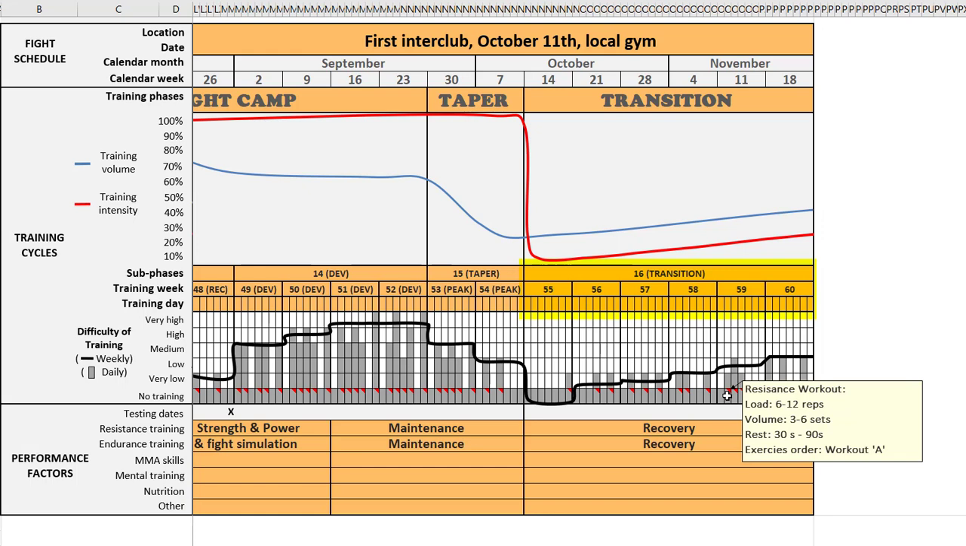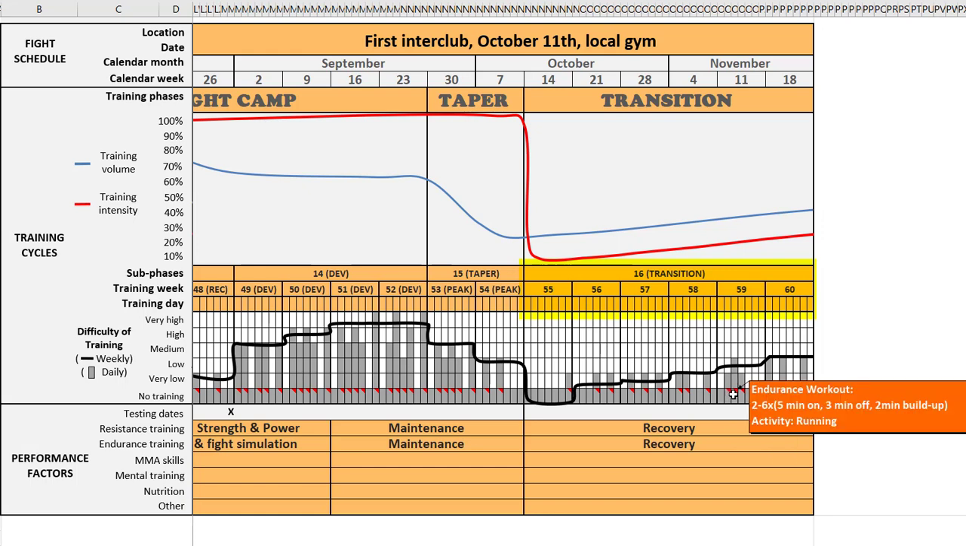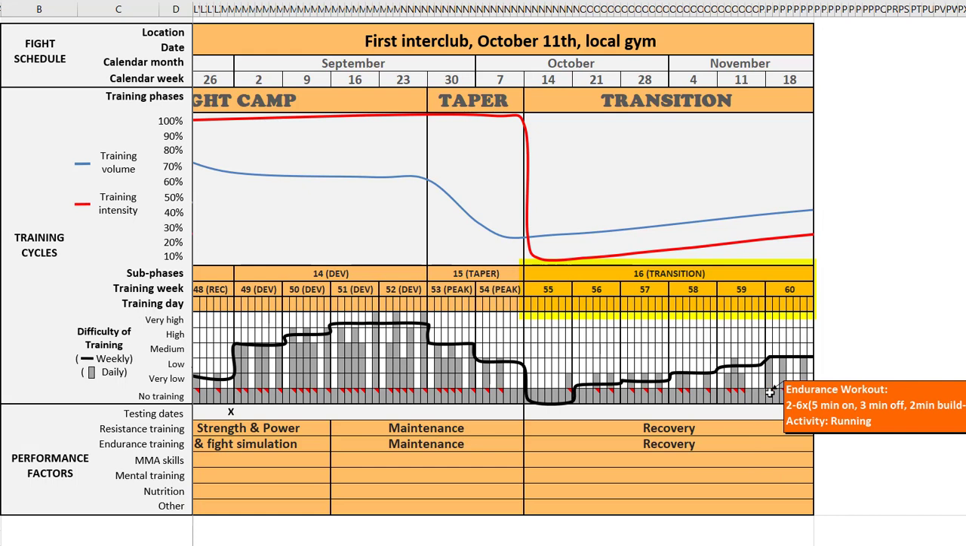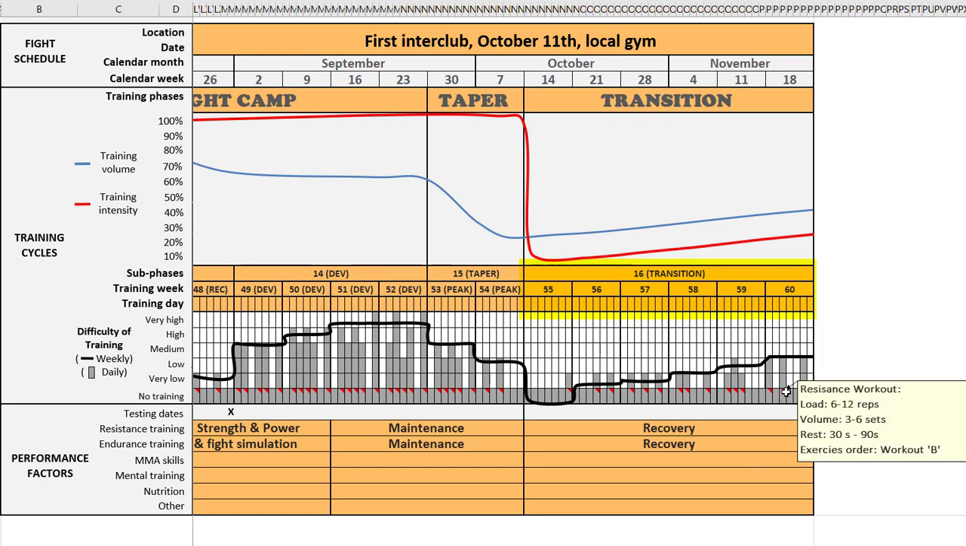So here's our resistance workout. Again, our load is 6 to 12 repetitions, and our endurance workouts start to become a little bit more intense. As you can see here, endurance workout, another interval training workout, and then a broad range of reps here. And then here it takes us into our next fight plan.